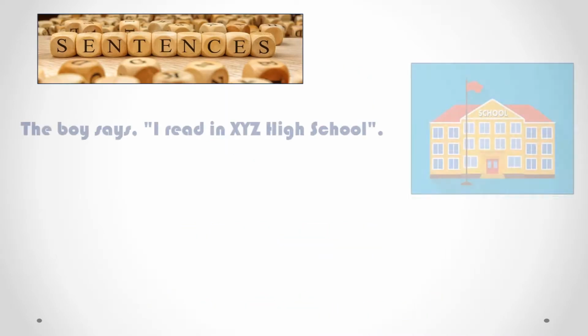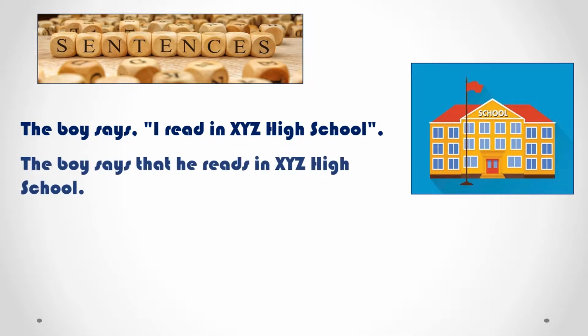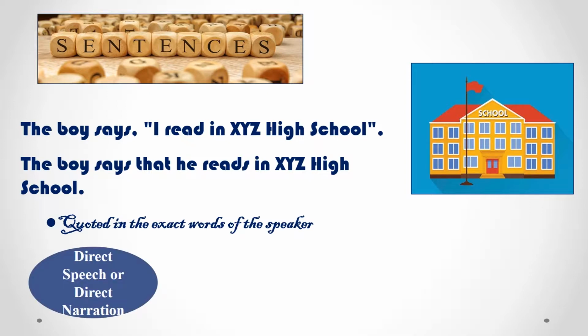A. The boy says, "I read in XYZ High School." B. The boy says that he reads in XYZ High School. In the sentence A, the speech of the boy is quoted in the exact words of the speaker. The speech quoted in the exact words of the speaker is a direct speech or direct narration. It is always written within inverted commas.